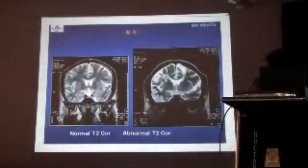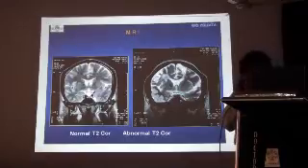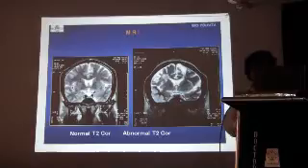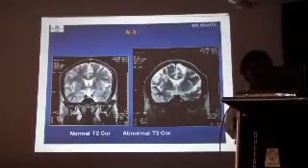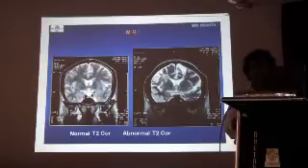Now look at MR. MR picks up ischemic changes, either embolic or thrombotic infarction, much earlier. We have to detect it within 3 hours if we plan for thrombolysis.